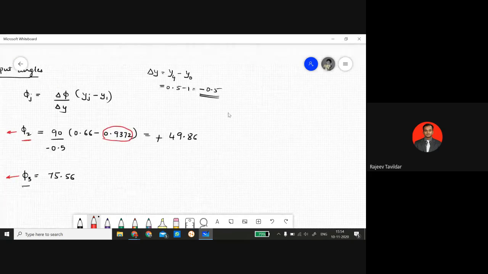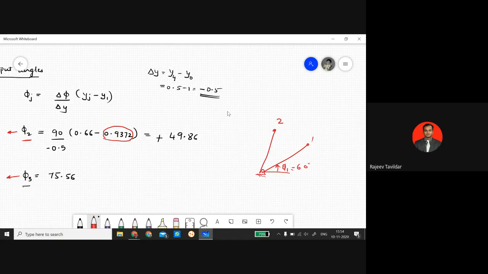Similarly, for output also, it is the same thing. We have the first position wherein phi 1 is given to us as 60 degrees. And when I draw the second position, phi 1,2 is measured with respect to 1. That is 49, so this angle is 49 degrees. And the third position is 75 degrees, again with respect to position 1 only. If you want to measure all the angles with respect to 0, then you can also take y0 in the formula. If I take y0, then automatically all your angles are measured with respect to the horizontal line.